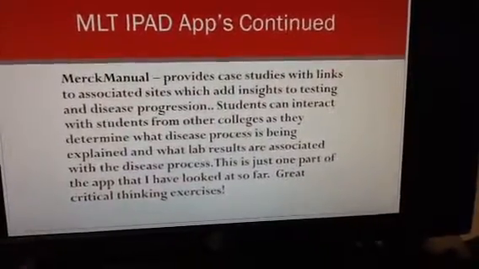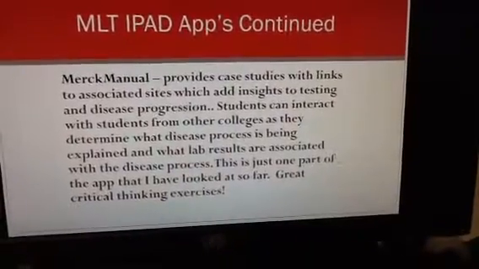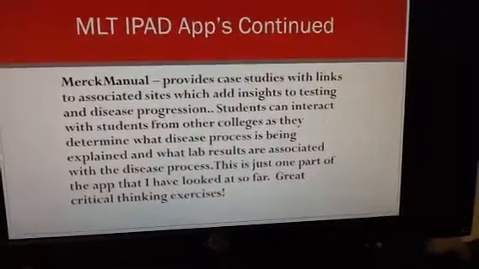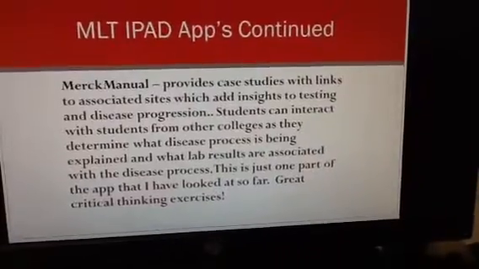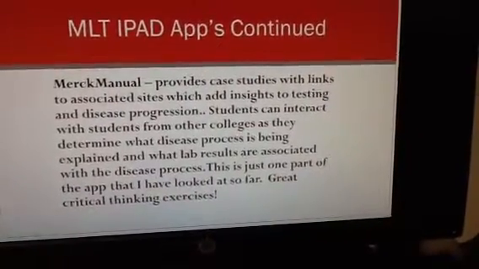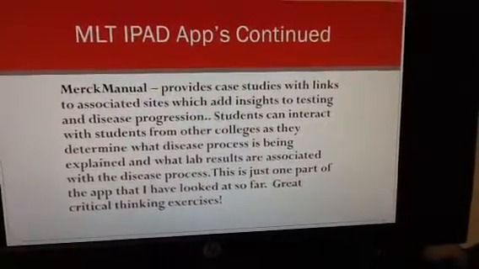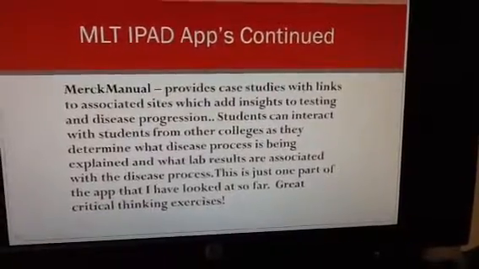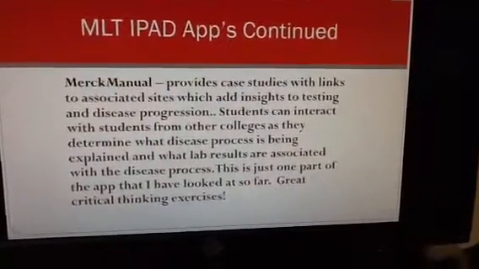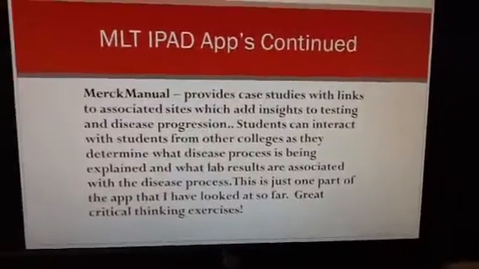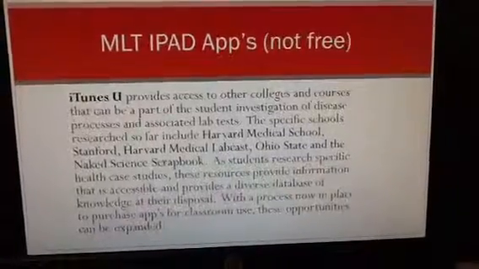So they actually have the potential to interact with students from other colleges as they determine what disease process is being explained. We've just touched upon this one thus far, but I know that I'll continue to expand upon what we use with Merck Manual. It does provide some great critical thinking exercises.